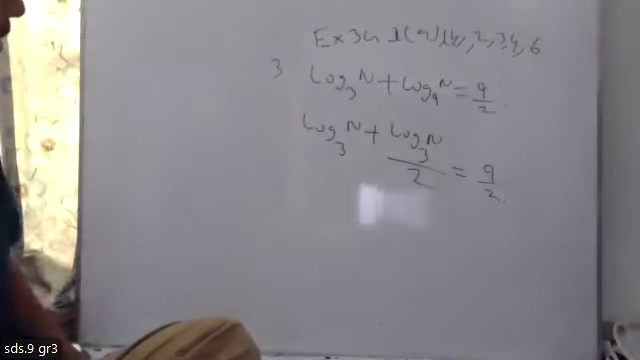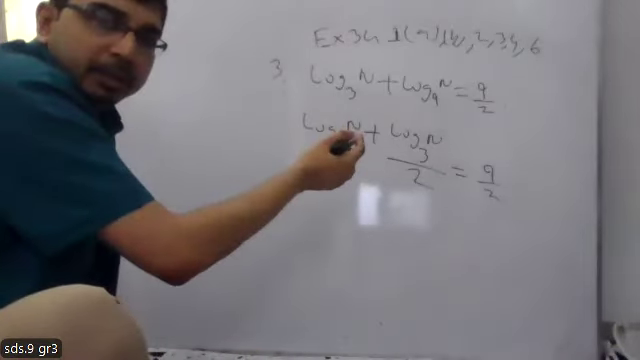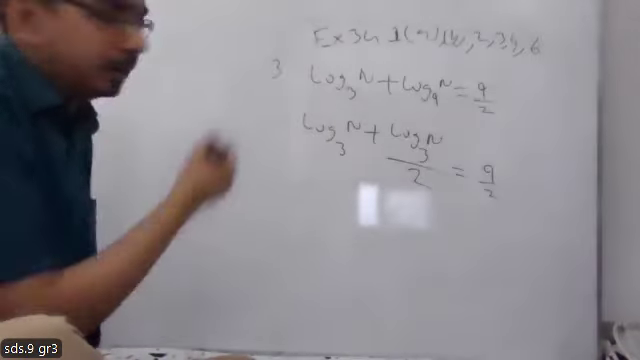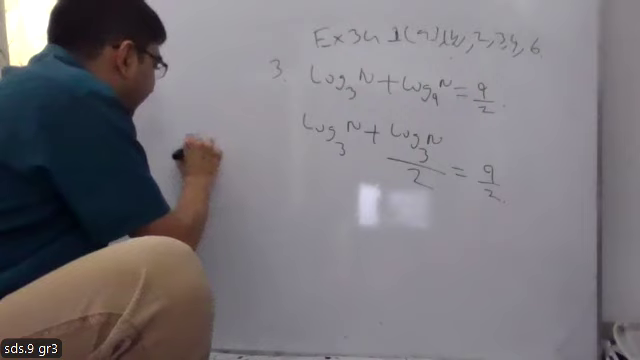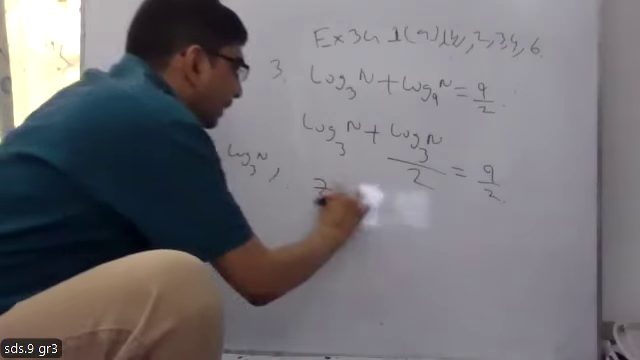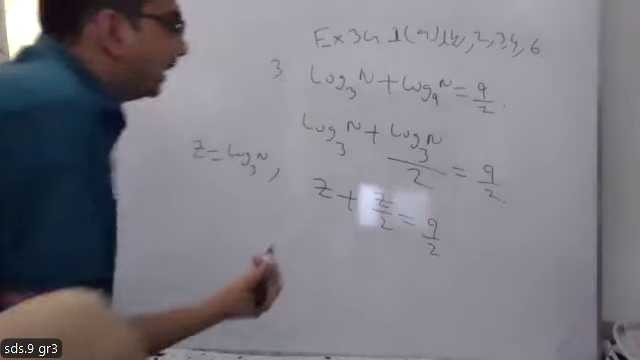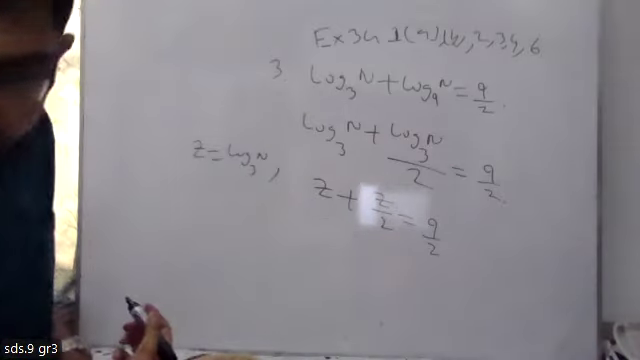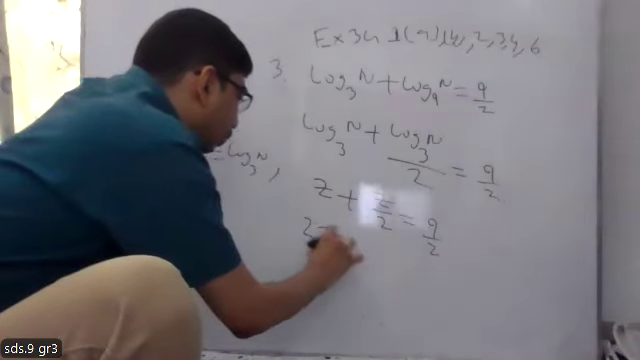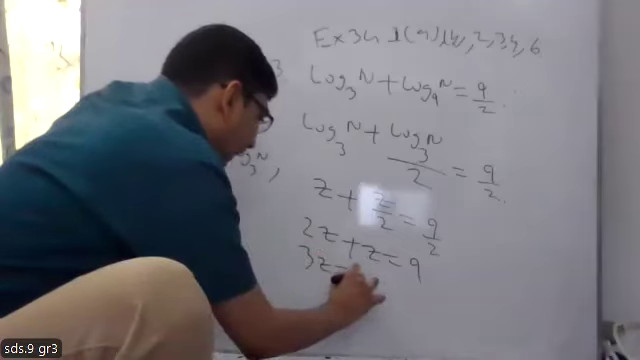Now how to go about this? I can multiply both sides by 2. And even another approach, not that you have to do it, but it might make the sum a bit easier. Let's say I take Z is equal to log n base 3. So I have Z plus Z by 2 is equal to 9 by 2. I have to find the value of Z, and then from there, I can find the value of n. So let me multiply both sides by 2. So 2Z plus Z is equal to 9. So 3Z is equal to 9.